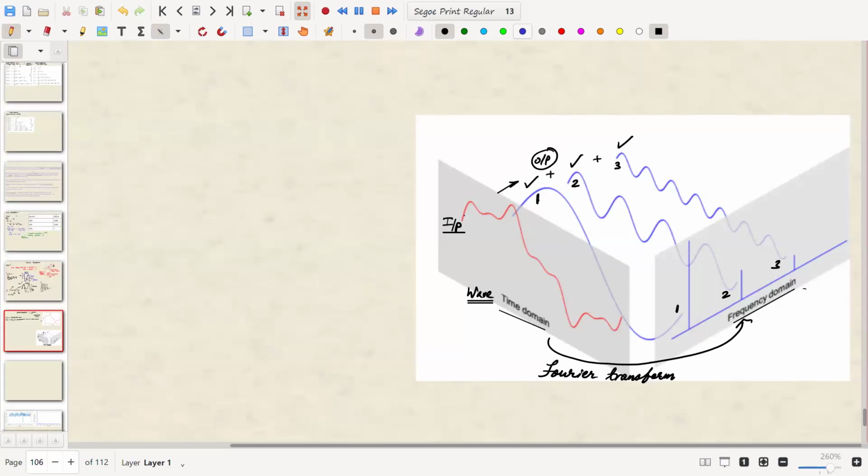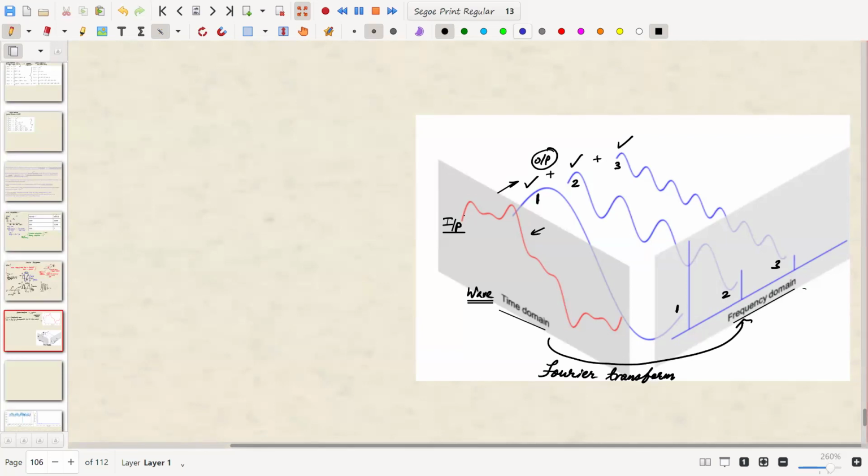See, this blue guy you see, how many blue curves you see? 3. So this red curve has been decomposed into the sum of these 3 blue curves. If you plot those 3 blue curves together, it will give you this red curve. That is the idea of Fourier transform.